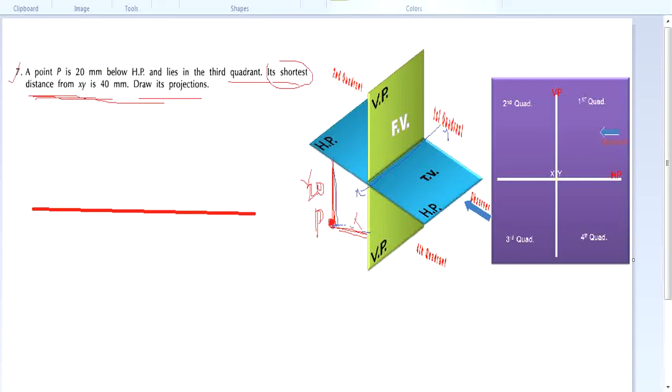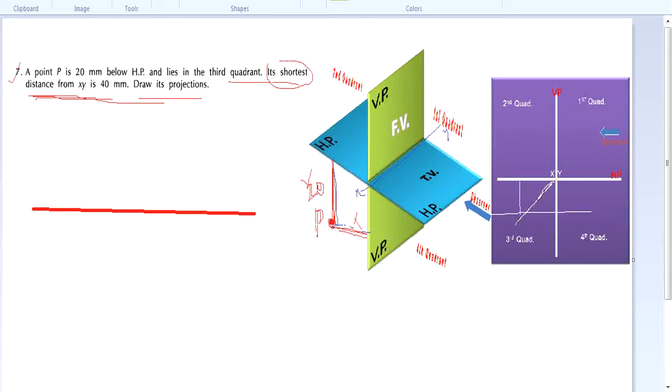Draw its projections. Then see the procedure for how to draw this projection of point P. The point P is 20 mm below the HP, so take a 20 mm distance from the horizontal plane and draw one horizontal line. This is the 20 mm distance from the XY reference line. In this case a shorter distance is given, that is 40 from XY. So how to take the shorter distance? Take a 40 mm distance from XY like this. This is the shorter distance.